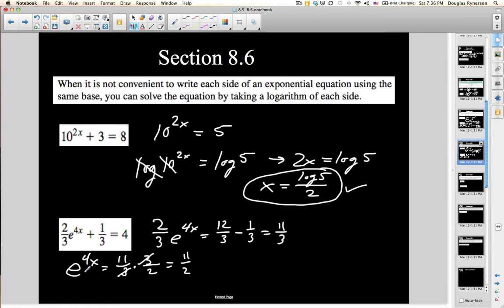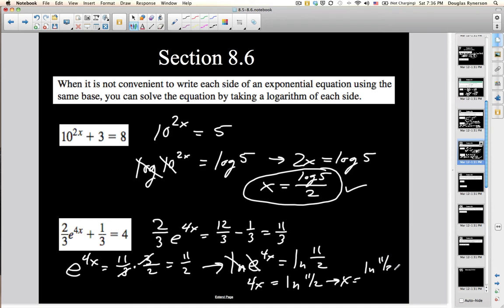And now I want to take a natural logarithm of either side of this function. So natural log of e to the 4x power is equal to natural log of 11/2. The logarithm base e cancels out the base e of the power and just leaves the exponent for x is equal to natural log of 11/2. So x will be equal to natural log of 11/2 divided by 4.